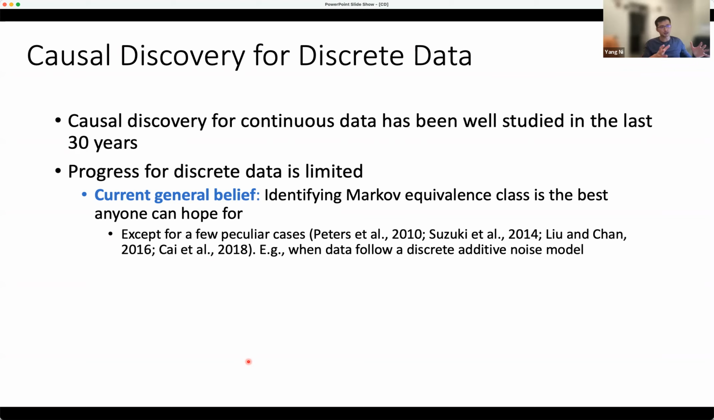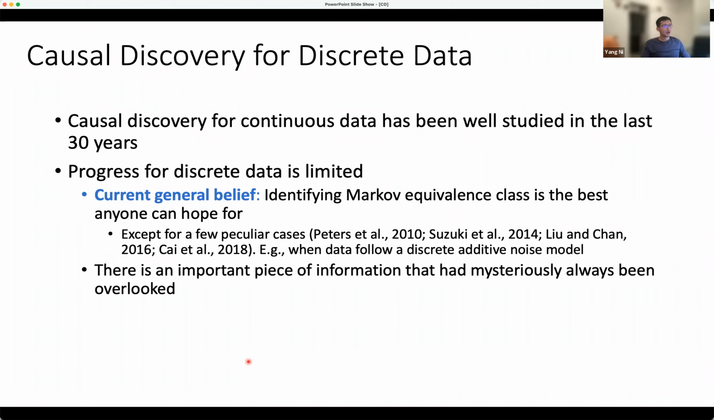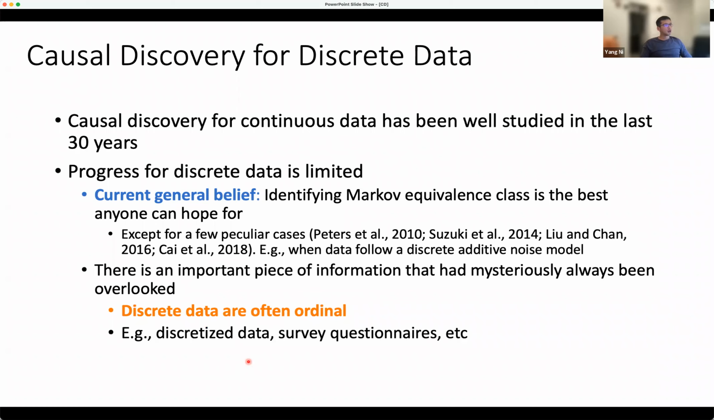So basically, this set of papers proves that under those peculiar cases, yes, you can narrow down to one causal graph. But other than that, generally, you can only identify equivalence classes. But there's an important piece of information that had mysteriously always been overlooked in the literature, for some reason which I still don't exactly know, which is that discrete data are often ordinal.